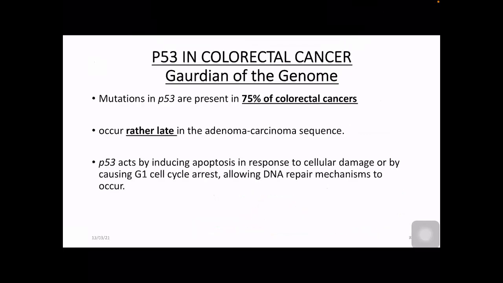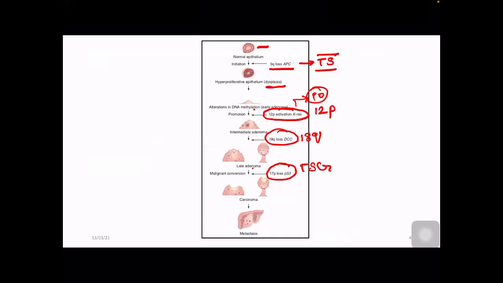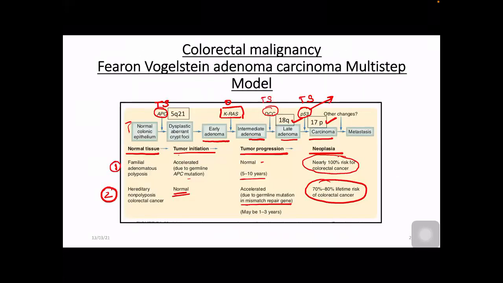Fine. Thank you. So another important thing, as I said before, in the multi-step carcinogenesis model, the starting point is the APC gene mutation. And the end point by which an adenoma converts into a carcinoma is the P53 gene mutation. I'll again show that picture. The starting point is the APC mutation. The end point is the P53 mutation.